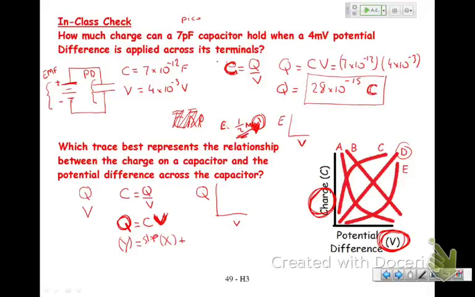For other people, they have to do a table, Q, V. And what I recommend you do is you go, well, V's on the bottom, so go 0, 1, 2, 3, 4. And then you say, okay, so if V is 0, Q is 0. If V is 1, let's say that C is 1. So let that equal 1, just to make it simple. So that's going to be 1. If V is 2, 2 times 1 is 2. If V is 3, 3 times 1 is 3. If V is 4, 4 times 1 is 4.